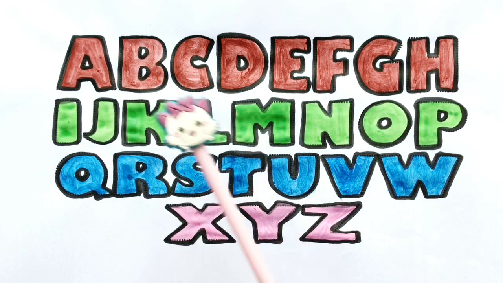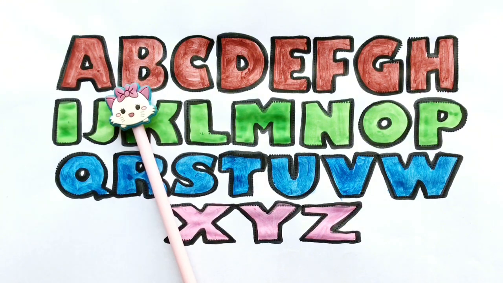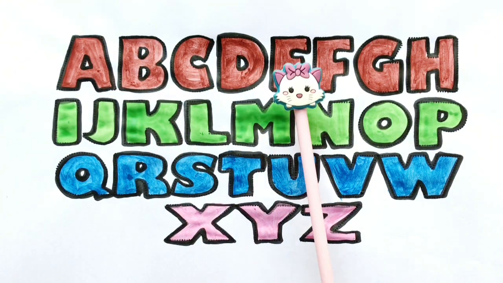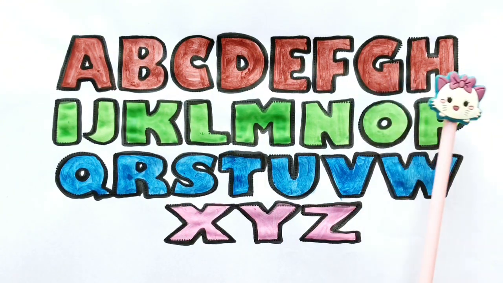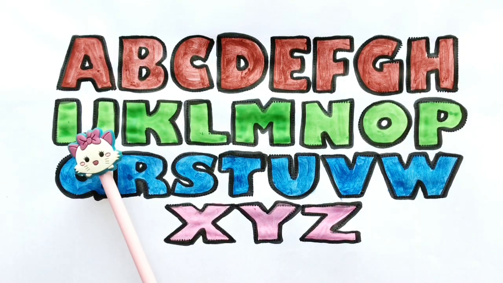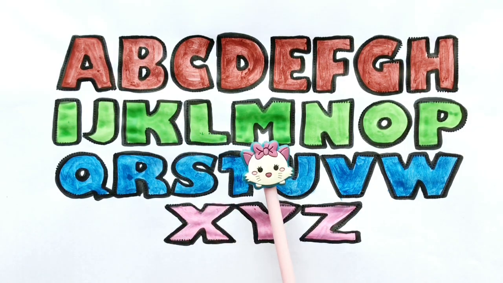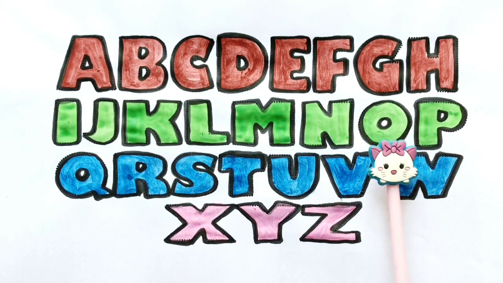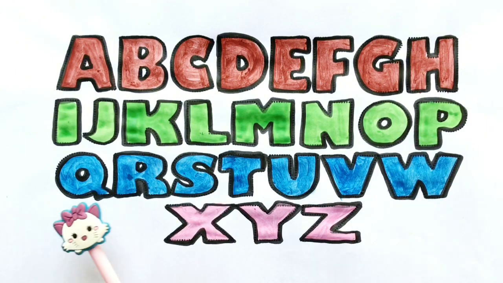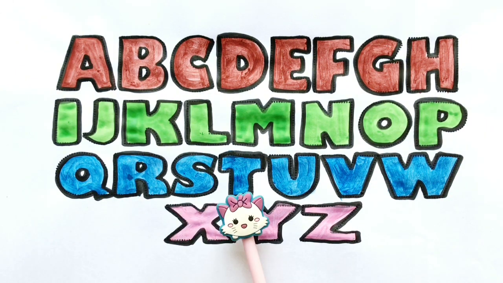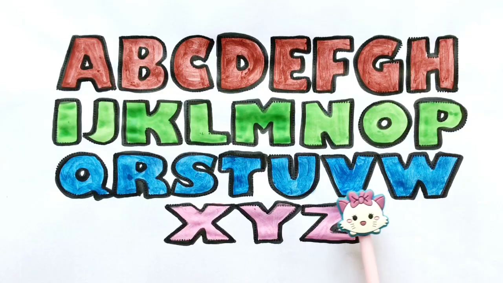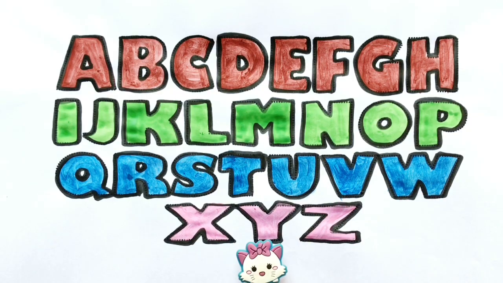Let's repeat and learn. Uppercase letters: A, B, C, D, E, F, G, H, I, J, K, L, M, N, O, P, Q, R, S, T, U, V, W, X, Y, and Z.